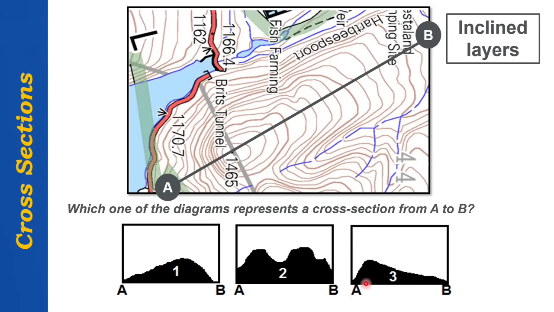But when I look at number 3, when I look at diagram 3, from A, there's a steep slope up to the apex and then a gradual slope down. And look at here, steep slope up, gradual slope down, so it is definitely number 3. So diagram number 3 will represent the cross-section from A to B. Okay.